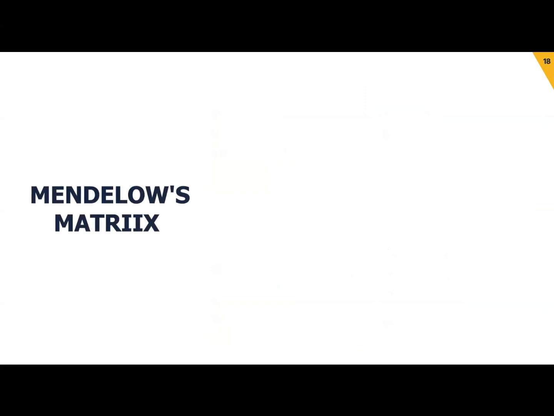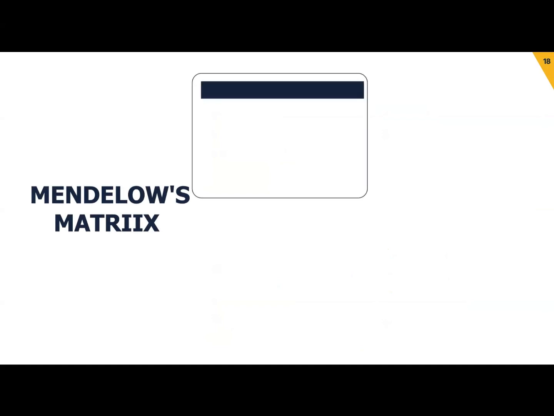Next area for us is Mendello. Now, this doesn't need too much explaining. It's about prioritization. Remember, Mendello is all about power and interest. In other words, prioritize your stakeholders based on power and interest. First area, low power, low interest.